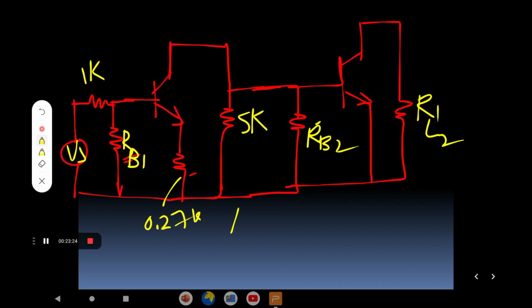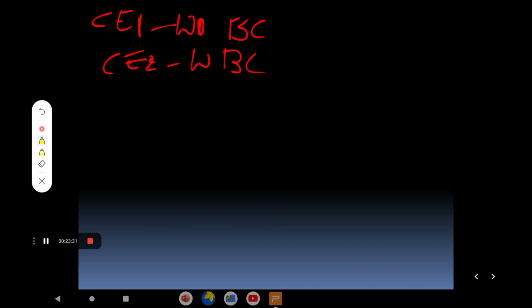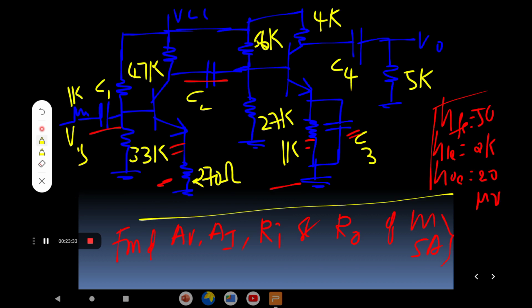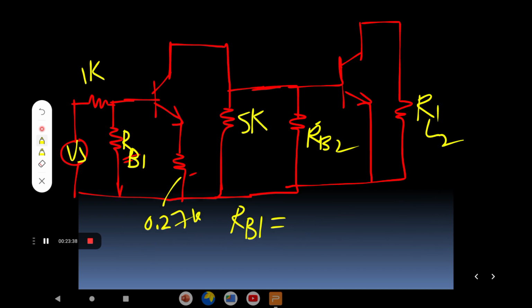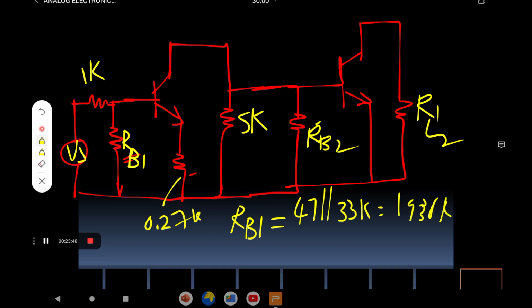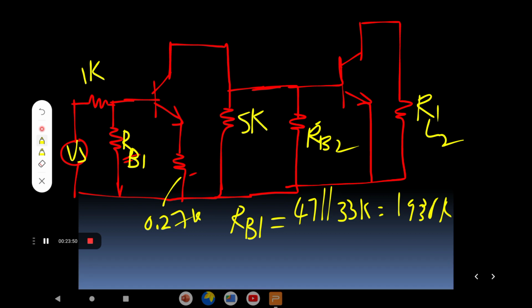So here RB1 is equal to, what is the value? In the first circuit diagram there is a parallel configuration, the 47K and 33K parallel value. So that is nothing but 47K parallel with 33K. That gives rise to around 19.38K. Just go through the calculation, I don't want to go through the complete calculation part.